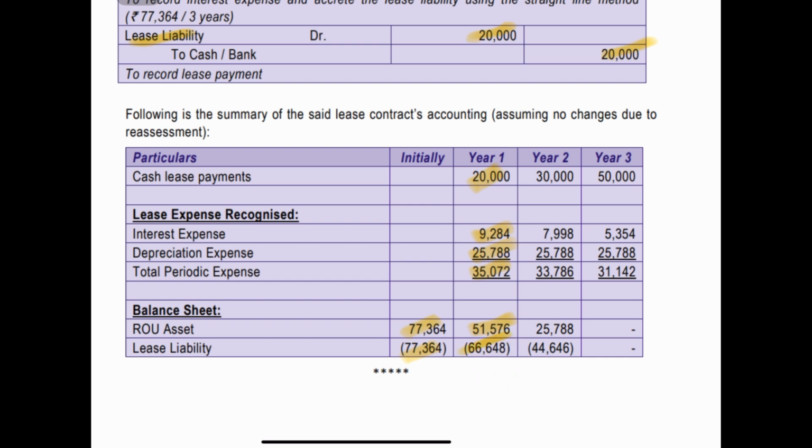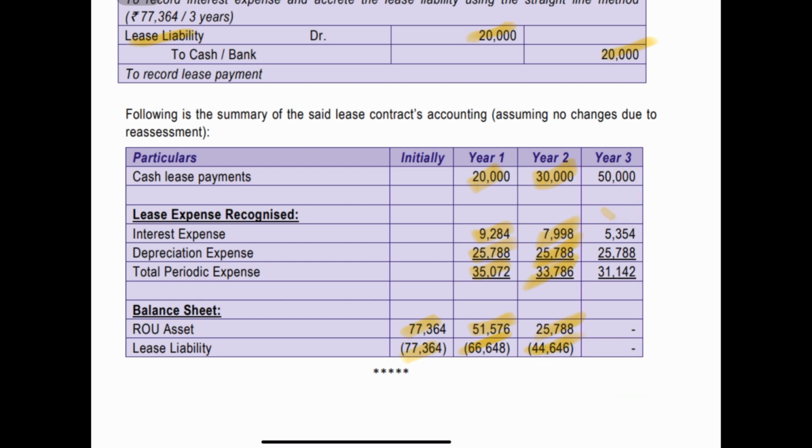So that's the ROU asset and liability as of year 1, and in year 2 you are making a subsequent payment of 30,000, and interest expense will be debited to P&L and depreciation also will be debited to P&L. So 33,786 is the total charge to P&L, and the remaining ROU asset is from 51,576. You have to reduce the depreciation, you will get 25,788, and lease liability is from 66,648. You have to add the interest expense and subtract the lease payment of 30,000, you will get 44,646.